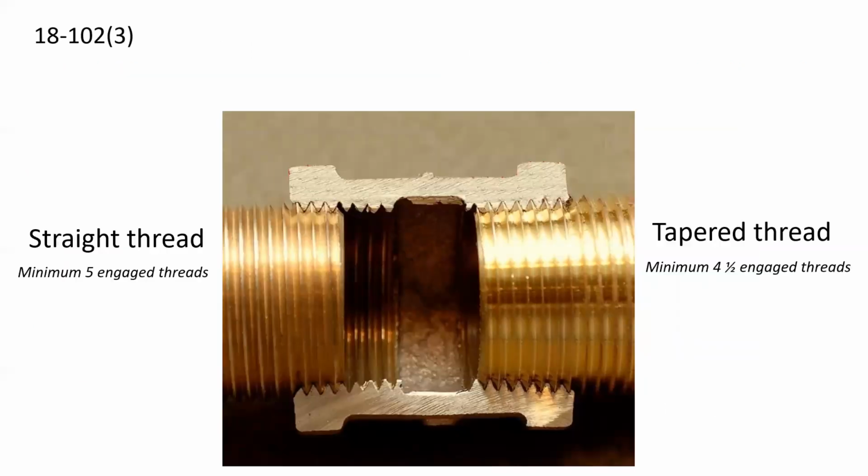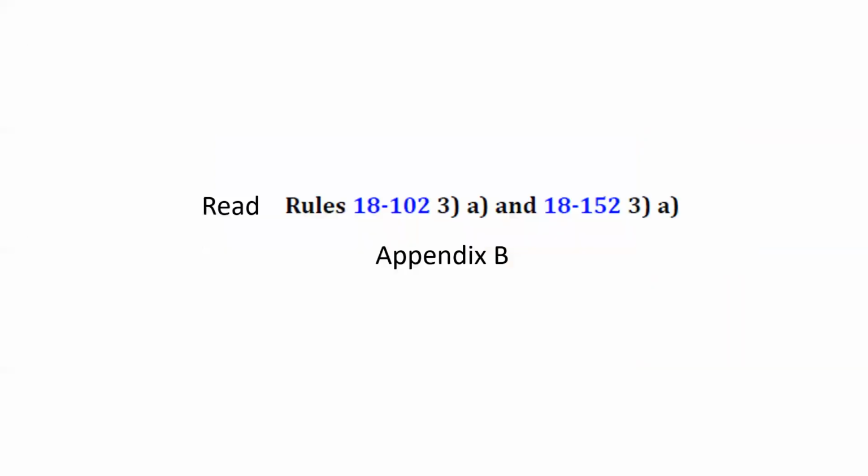There are two different types of threads that are possible to find on equipment. If they're straight threads, minimum of 5 engaged, and if they're tapered, a minimum of 4.5 engaged threads. I don't know who's going around and counting that half thread to make sure you have 5 with straight threads. I would read Rule 18102.3a and 18152.3a in Appendix B for further details on threaded rigid metal conduit.